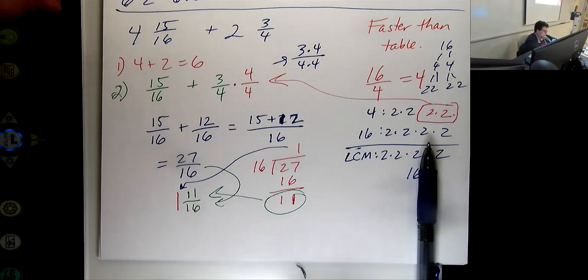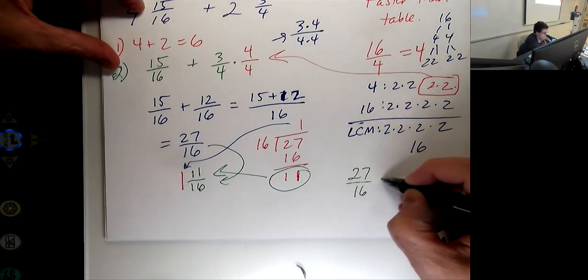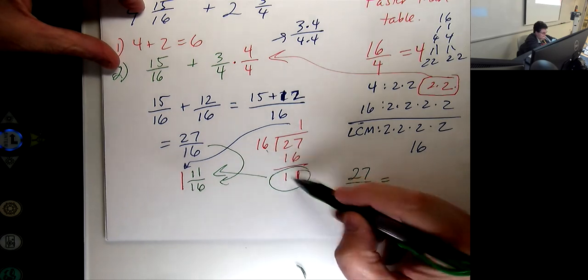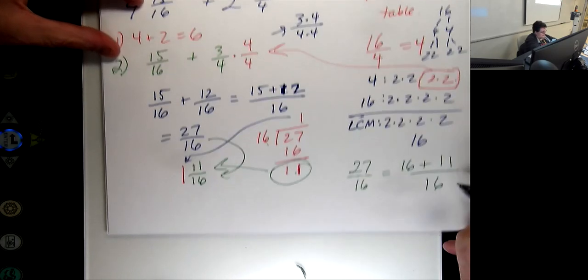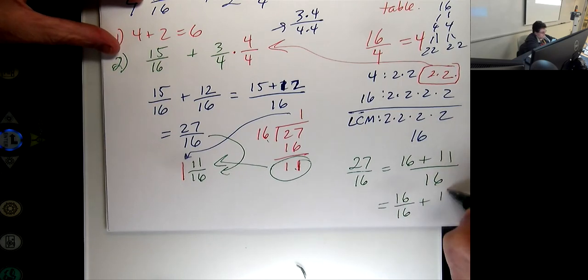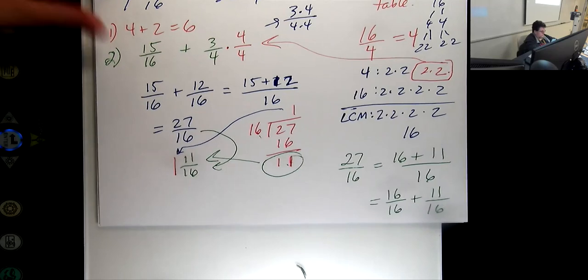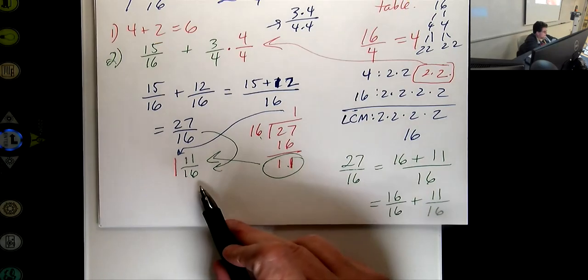The reason why this works is I'm taking the 27 over 16 and I'm doing this 16 and this 11. I'm saying this is 16 plus 11 over 16, and then I'm splitting it up like this. So that's why it works. I think the division thing is the easiest thing to do.